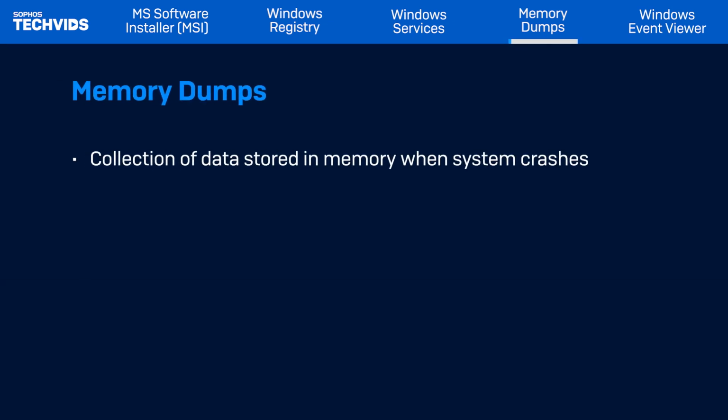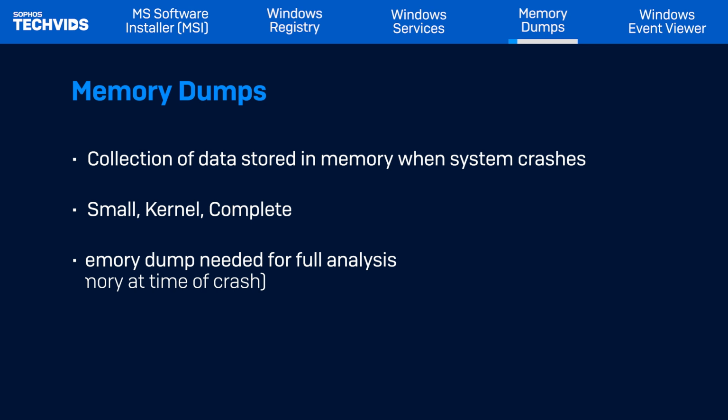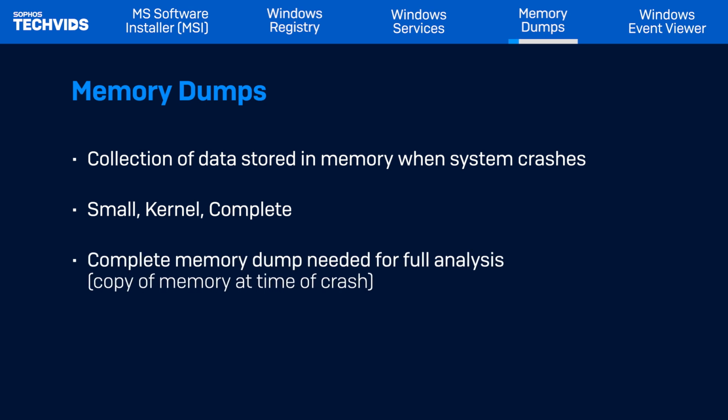Memory dumps are a collection of data stored in the memory when a system crash occurs. Three common types of memory dumps are small, kernel, and complete. Sophos requires a complete memory dump when a crash occurs to perform a full analysis. A complete memory dump is a copy of what was loaded in the memory at the time of a crash. This gives us the whole picture as to what was occurring at the time of a crash.